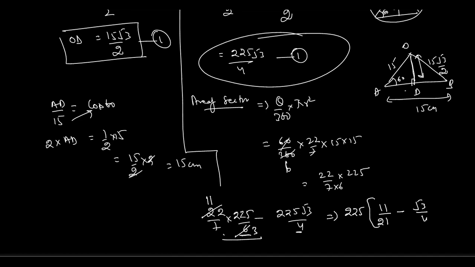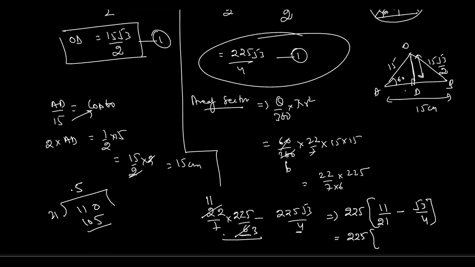Okay, now divide these values and you are going to get the accurate value. 225 into 11 divided by 21. So 11 divided by 21, 11 fives are 55, 21 fives are 105.